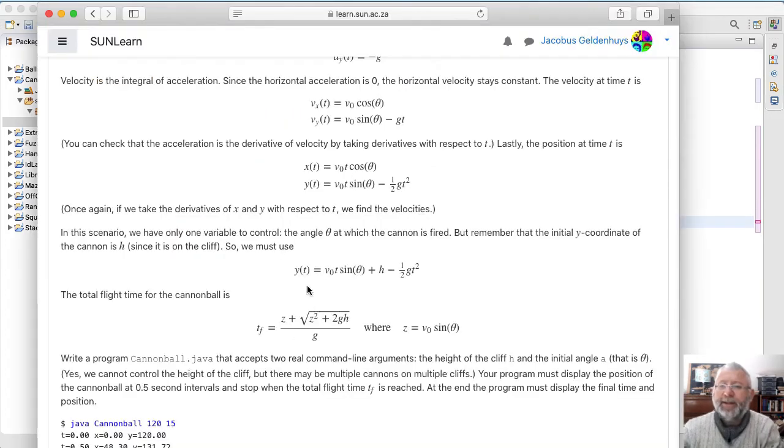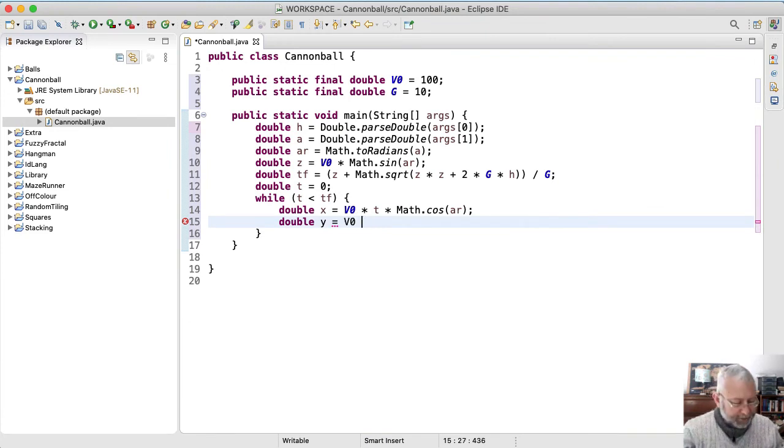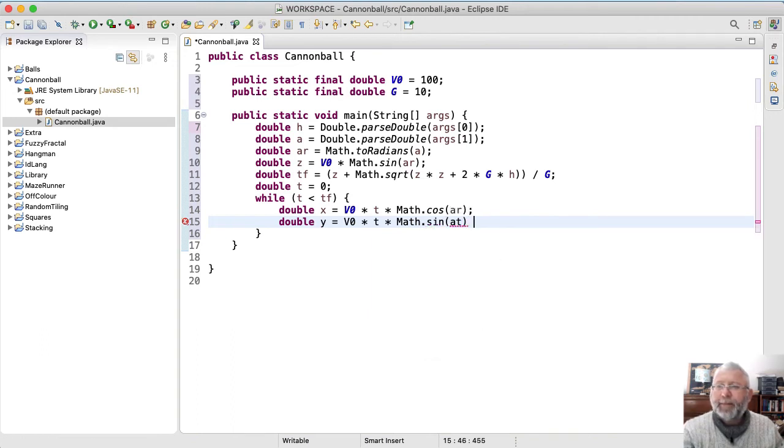Y is equal to, let's see the formula. Same thing with sine, but we also add the height and we subtract this term that comes from gravitation. So, sorry, it's V0 times T times math.sin of AR, but we also add the height and we subtract G times T squared divided by 2.